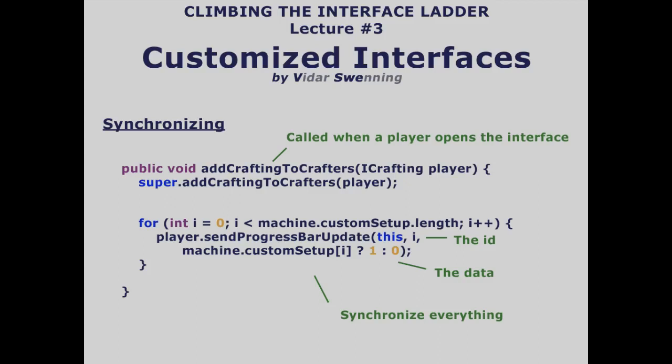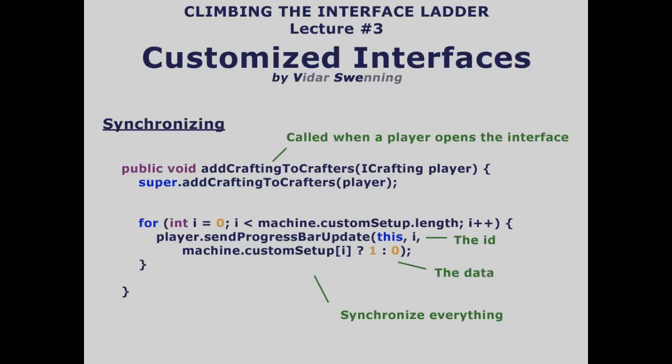So what we do here is we use addCraftingToCrafters. We get one parameter, the ICrafting that we call player, which is basically a player that is opening this interface, but this is happening on the server side. What we want to do is just synchronize everything, as it says there in the bottom.